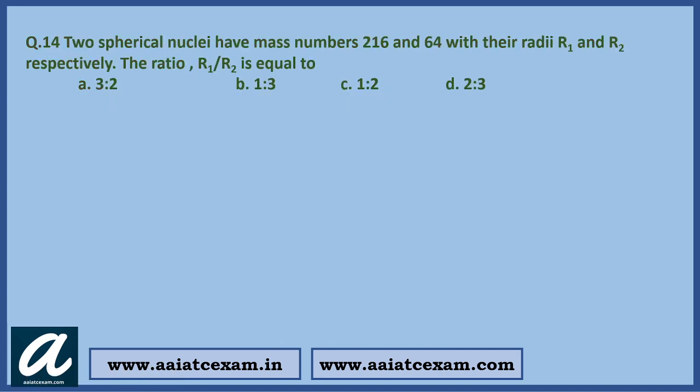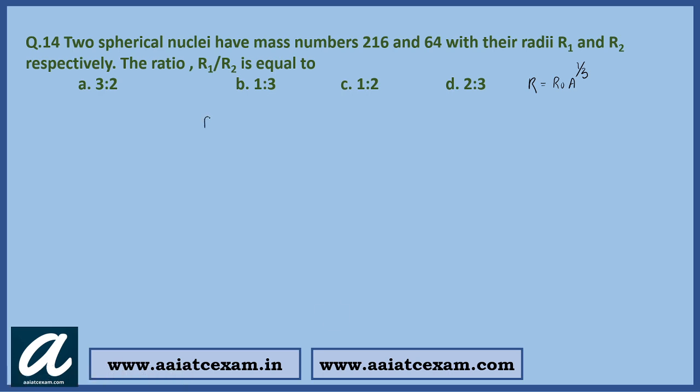Two spherical nuclei have mass numbers 216 and 64 with their radii r1 and r2 respectively. What is the ratio of r1 divided by r2? Students, you know that R is always equal to R naught A raised to the power 1 by 3.